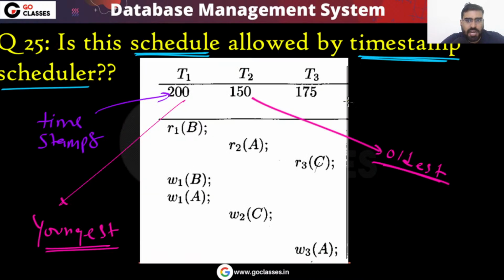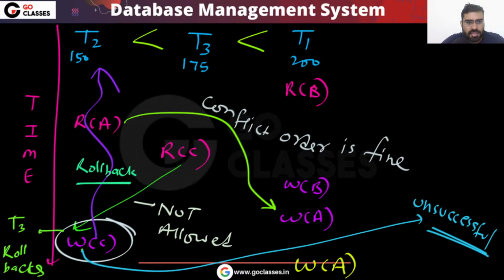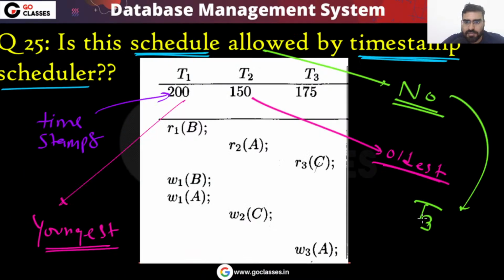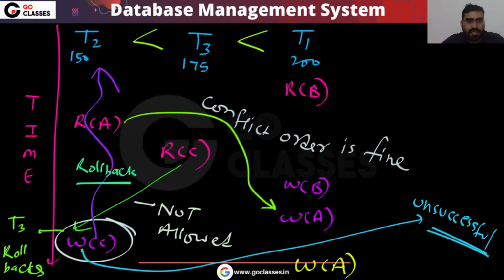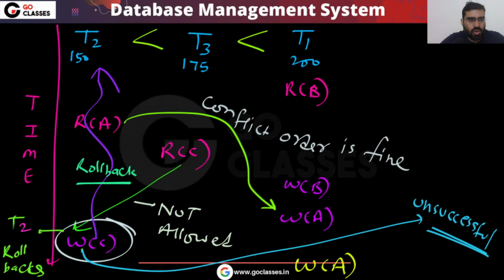So here, is this schedule allowed? The answer is no. The T1, they're basically T1 rollbacks. Sorry, which rollbacks? T3 rollbacks. Is this understood? Sorry, that is T2. So T2 rollbacks. Here the T2 will roll back. So this is not allowed and T2 will roll back.